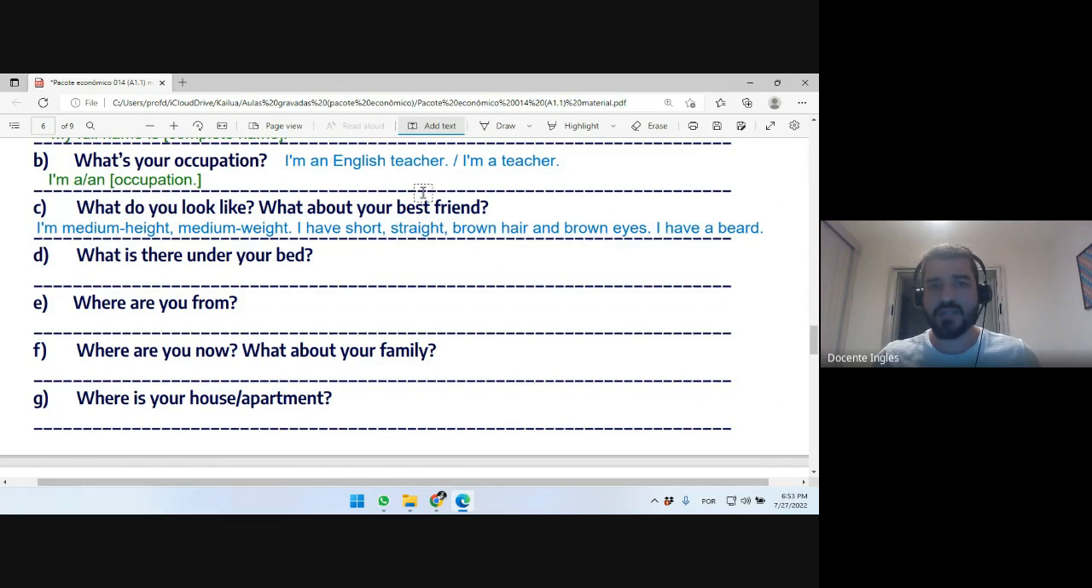What about your best friend? In this case, he or she is tall, short, fat, thin. He or she has long hair, short hair, black hair, brown hair, blue eyes, black eyes. Okay, so in this case, it depends on the characteristics of your friend. It depends on your characteristic.